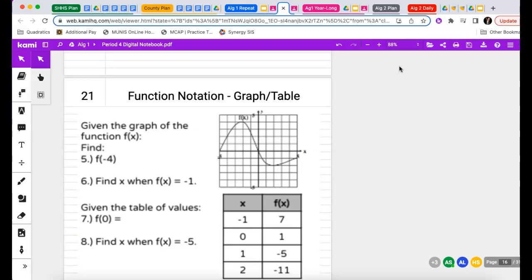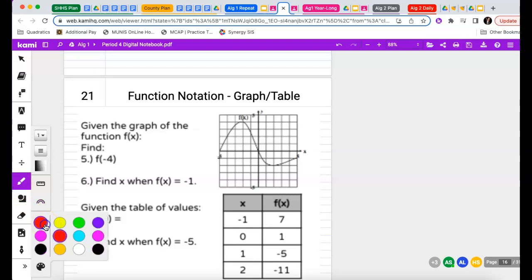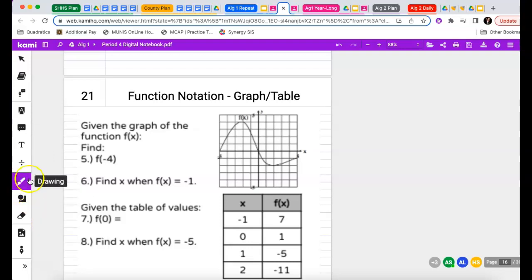So given the graph of the function, find f of -4. If we remember back to page 20 notes, we said that the number on the inside of the parentheses, that is our x value. So in this case, x is equal to -4. So we're going to use the graph and go over to x equals -4. I'm going to count over 1, over 2, over 3, over 4, and then figure out where my graph touches at -4.